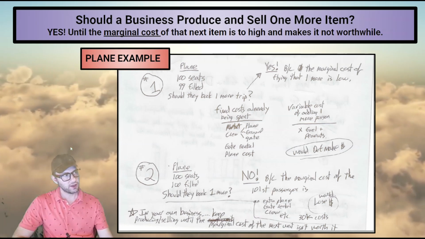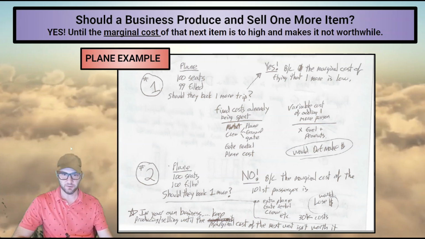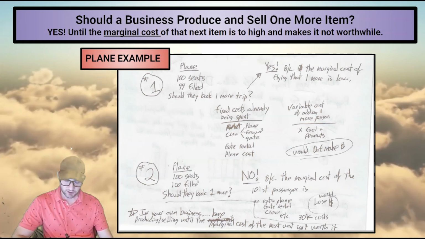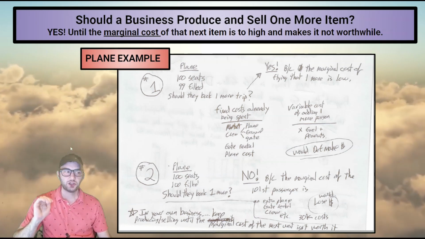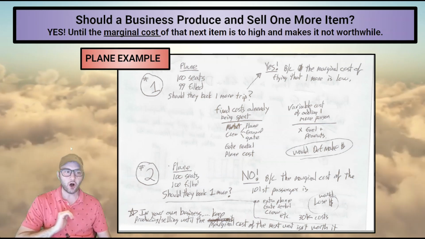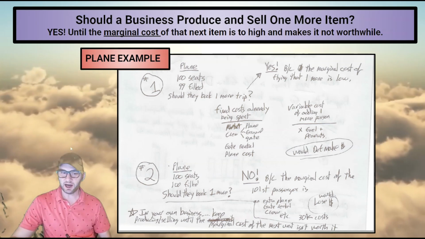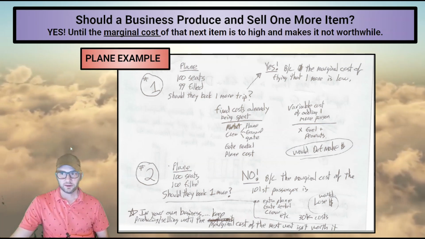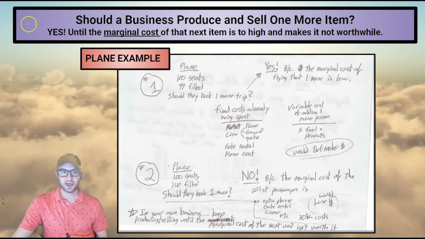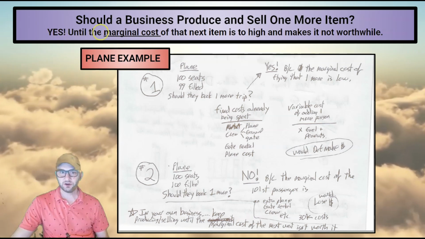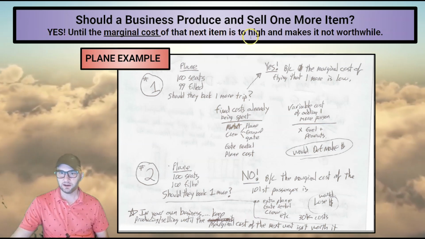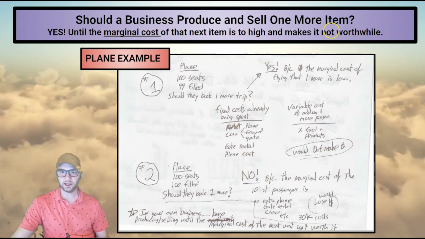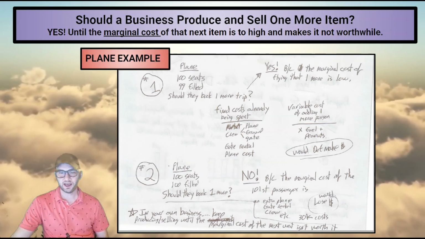Okay, so you're thinking, well, maybe there's not enough demand for the items and they would produce more than they can sell. Okay, I get that. But even if there was unlimited demand, should a business produce all that they can? And the answer is not always no. The answer is they should produce as much as they can until the marginal cost of that next item is too high and makes it not worthwhile to produce that next item.